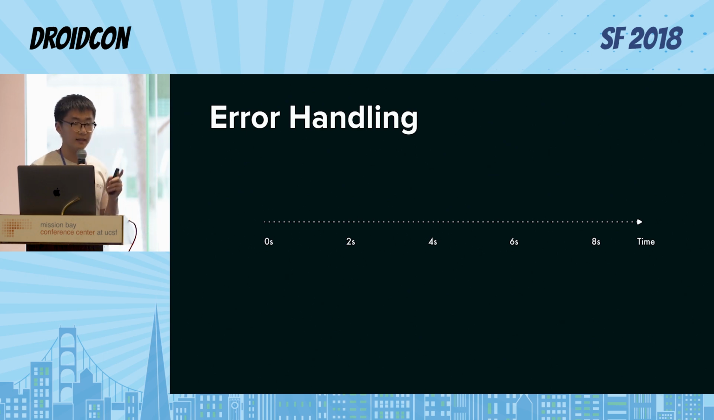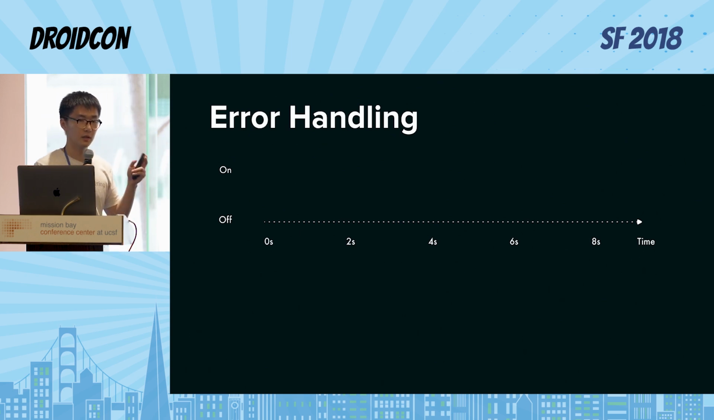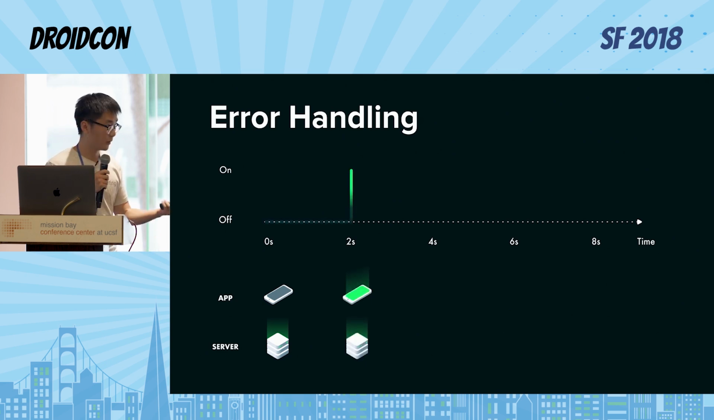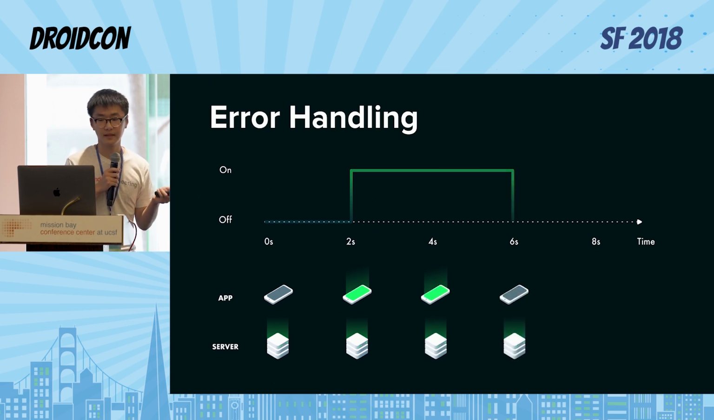Let's take a look at the happy path. On this diagram, the horizontal axis is time, and the vertical axis represents the connection state. When the user is not in the app, we don't want to open the connection. As the user opens the app, we open the connection and keep it open as long as the user is in the app. This is simple and straightforward, right?